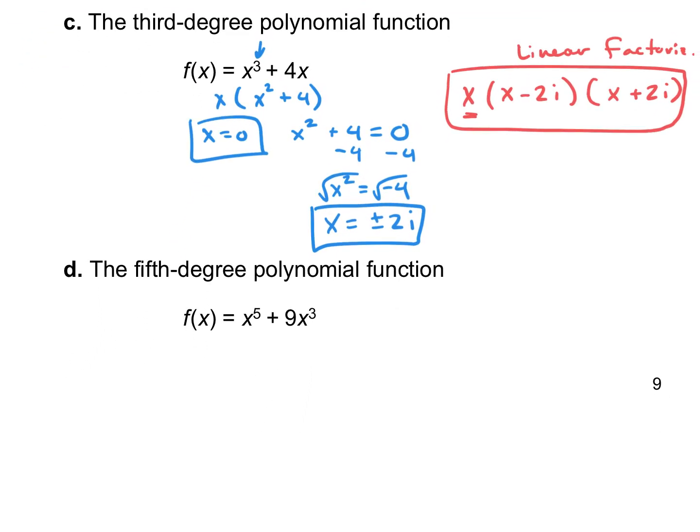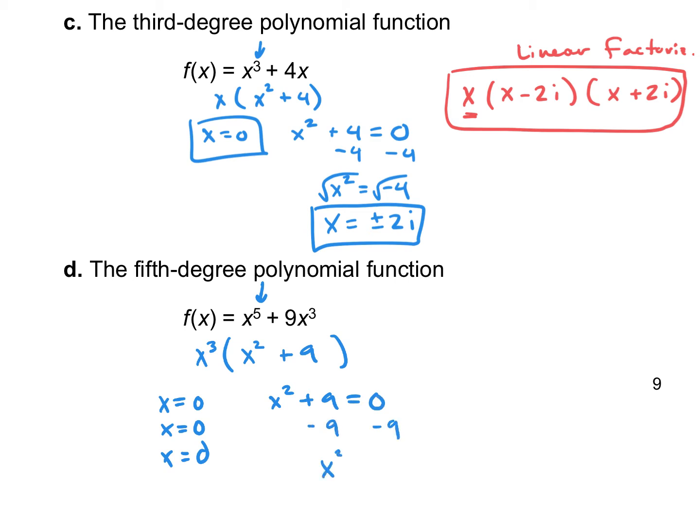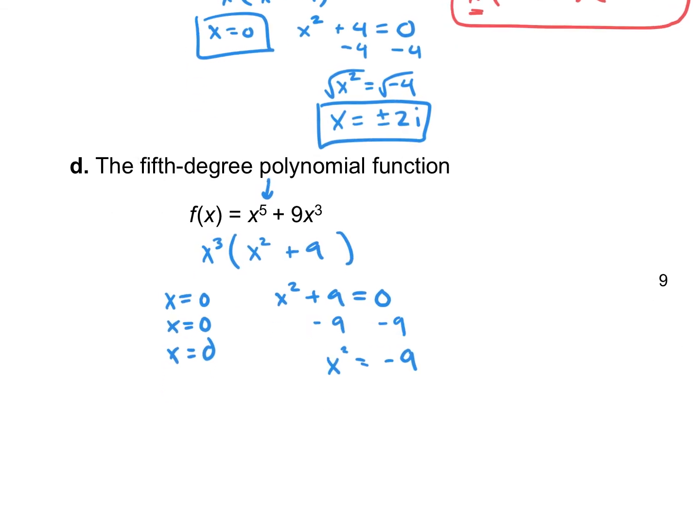All right, and let's look at D. How many answers are we going to have here? 5. What do I do first? Greatest common factor is x cubed. So then what am I left with? X squared plus 9. So x is equal to 0. I have 3 of them because I have x cubed is equal to 0. So there's 3 zeros there. And then x squared plus 9 is equal to 0. Subtract 9. X squared is equal to negative 9. So what's x equal to? Plus or minus 3i. Awesome.